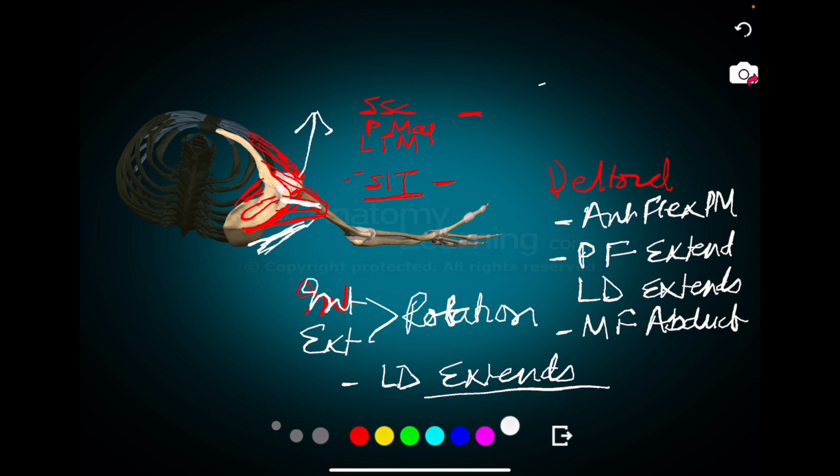So on the shoulder we have covered abduction, adduction, flexion, extension, internal rotation and external rotation.